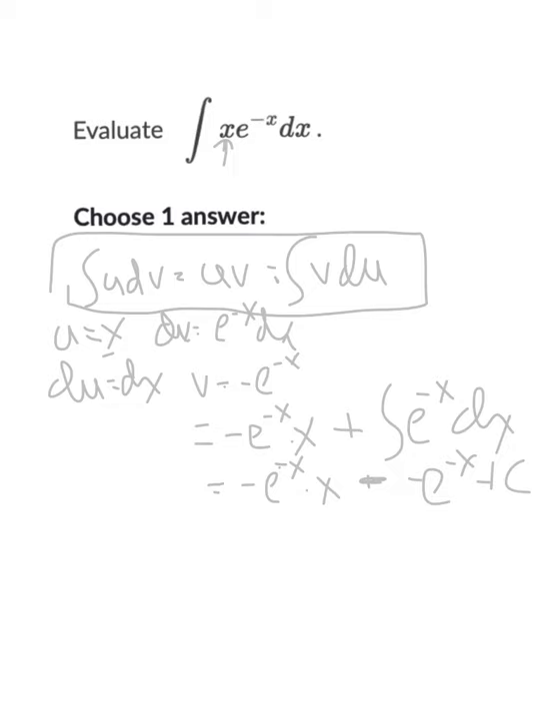So the answer, minus e to the minus x, I believe, and then it was x plus 1, which was choice D, I guess, if this was 13.